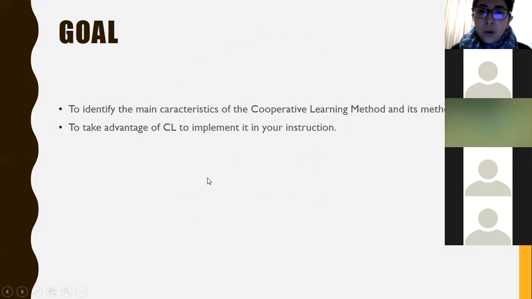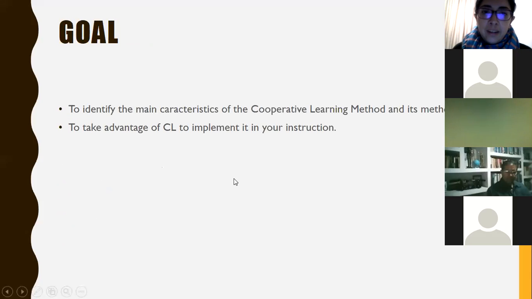Okay, so today we are going to talk about cooperative learning method. The goals for today are the ones that you see here. The first one is to identify the main characteristics of the cooperative learning method and its methodology. The second one is to take advantage of cooperative learning to implement it in your instruction. Those are the two goals that we have for today. There is a spelling mistake here in characteristics. I'm sorry about that.